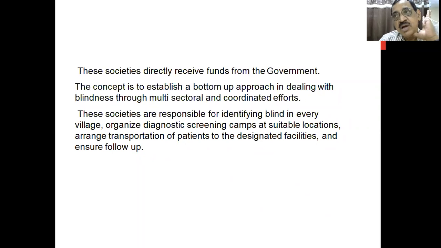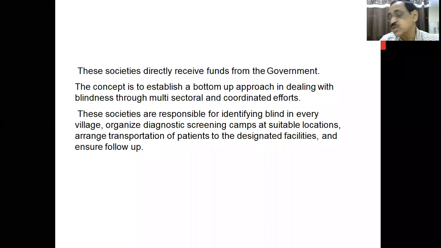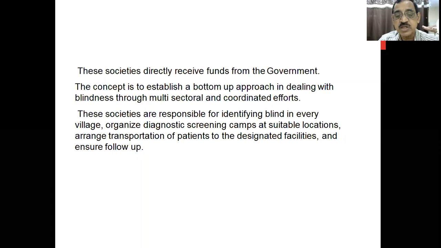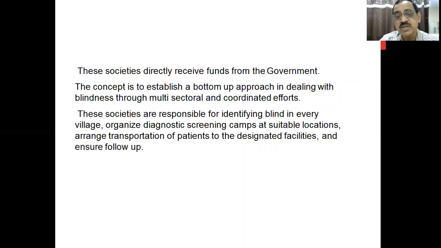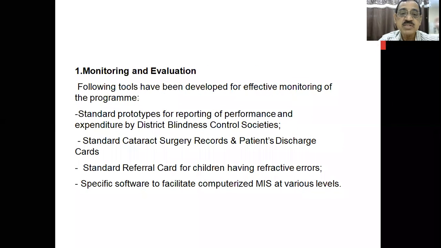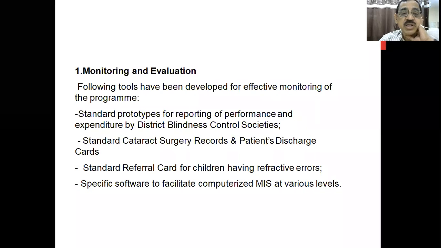Normally, we used to conduct camps in the schools, and arrange transportation of the patients from the local area to the district hospitals or to the designated facilities. Later on, after the surgery is over, we used to ensure follow-up of the individuals. For monitoring and evaluation, the following tools have been developed for effective monitoring of the program.